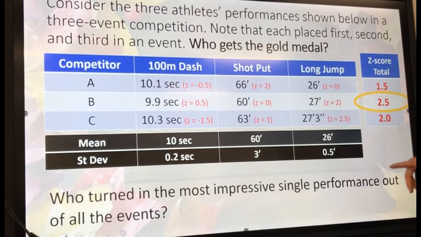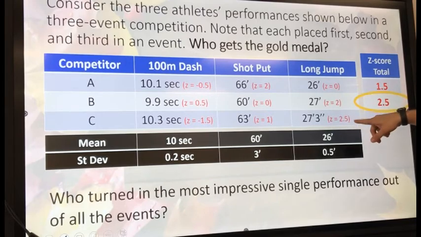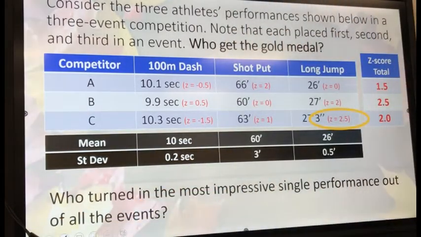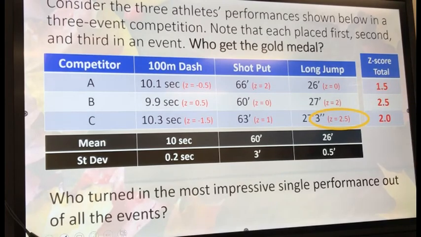Now let's look at this. Who turned in the most impressive single performance out of all the events? C's long jump, right? It had the highest Z-score. Yes, C's long jump. That was the best out of the average of the competition, or the greatest value.